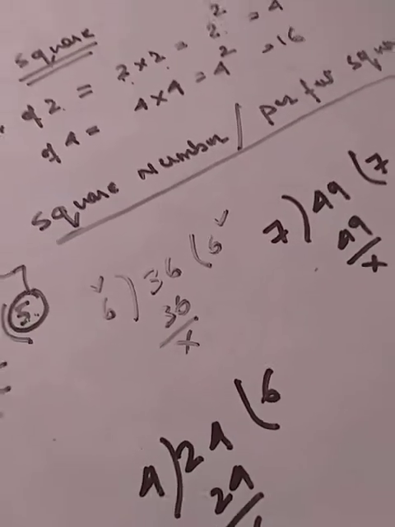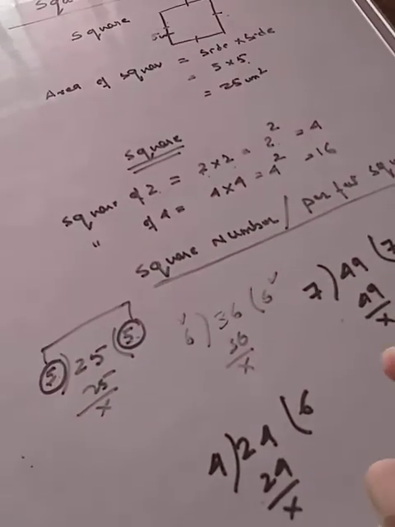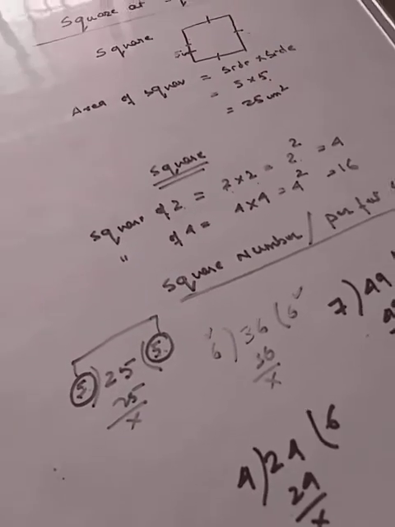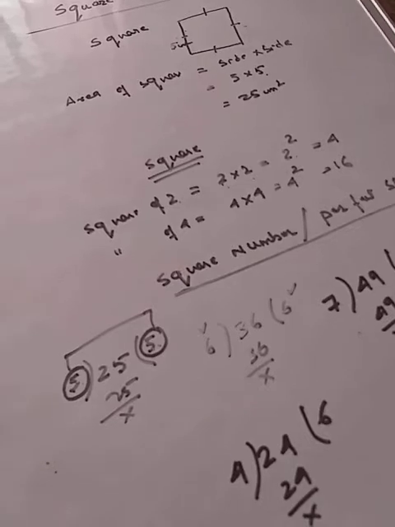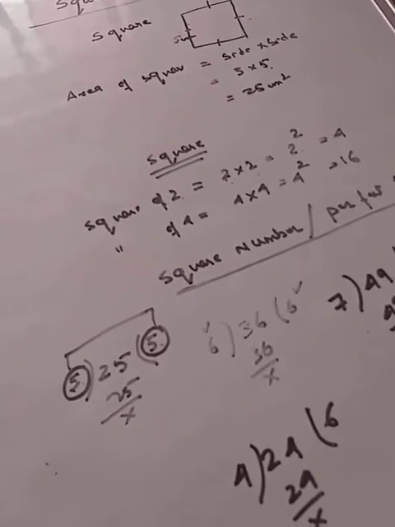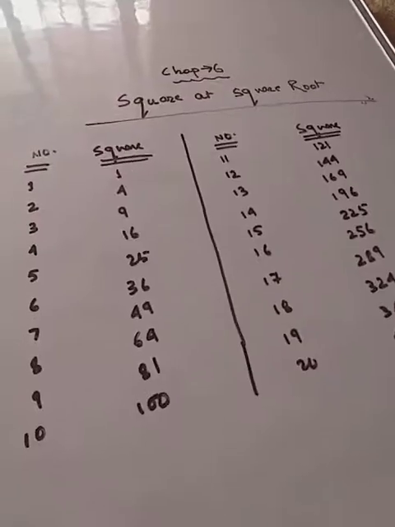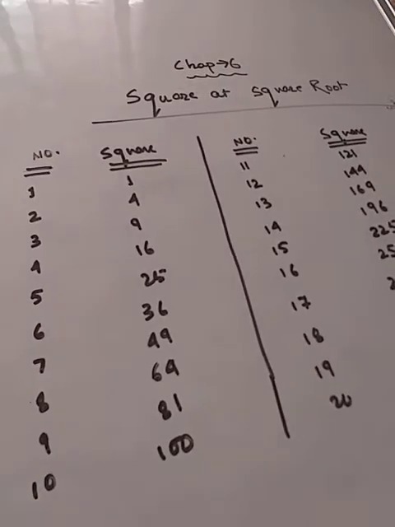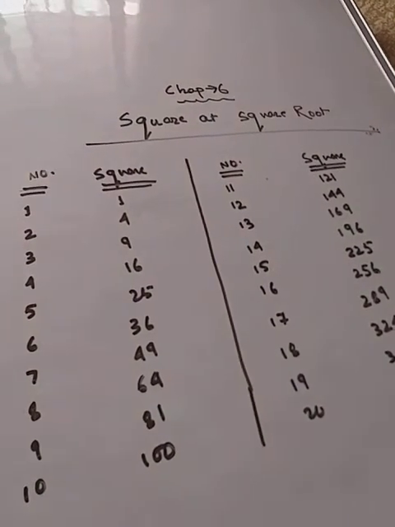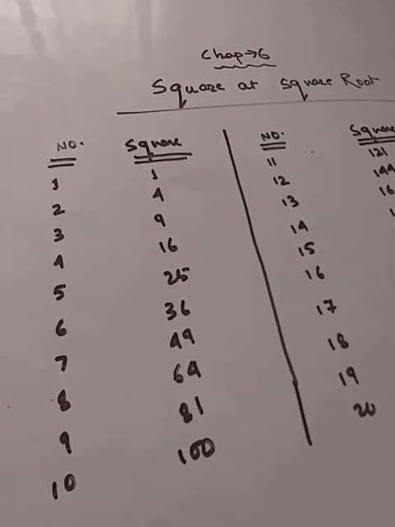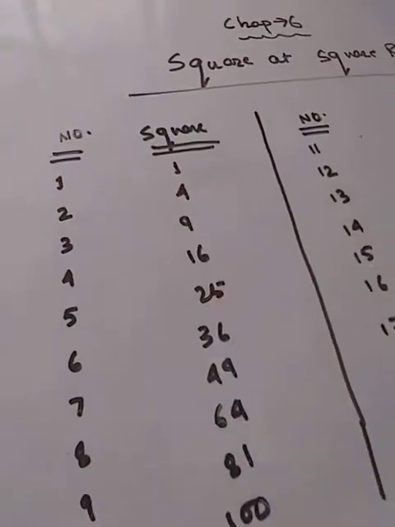Okay, students? Now, let us check the square of the first 20 natural numbers. Then we'll discuss some properties. This is the square of the first 20 natural numbers. I hope you know what a natural number is. These are the counting numbers which start from 1.